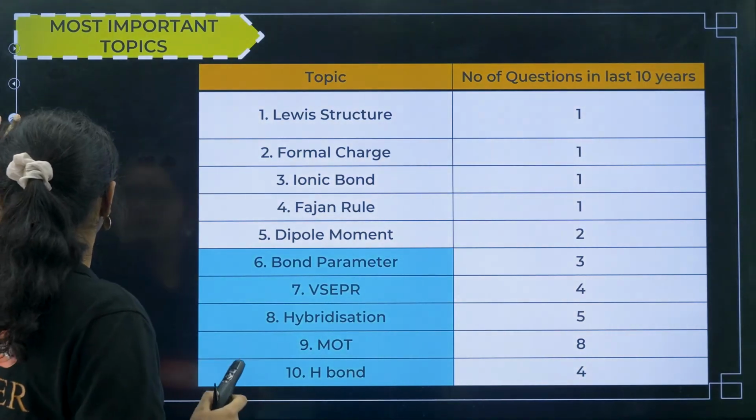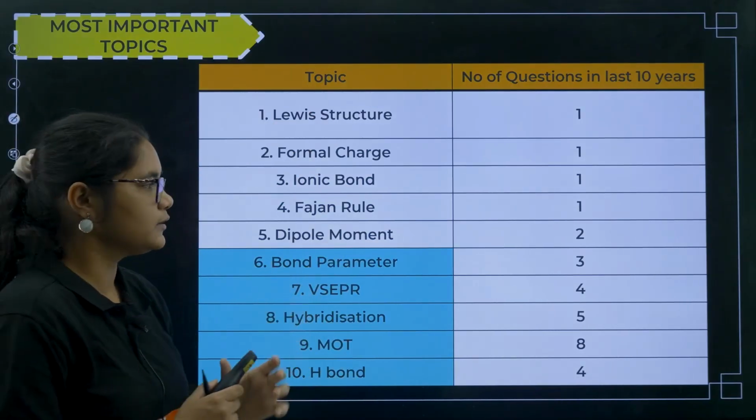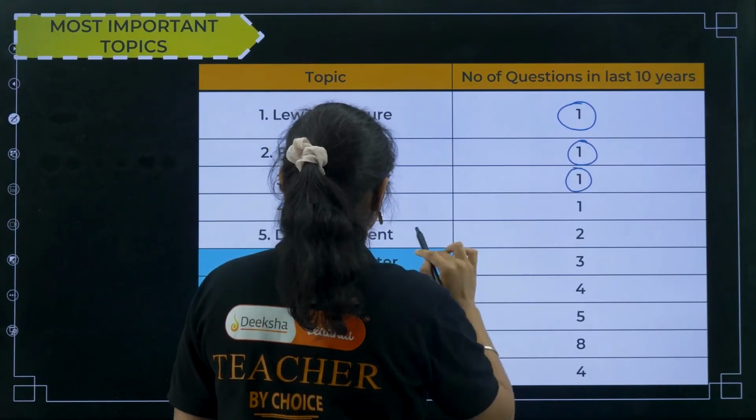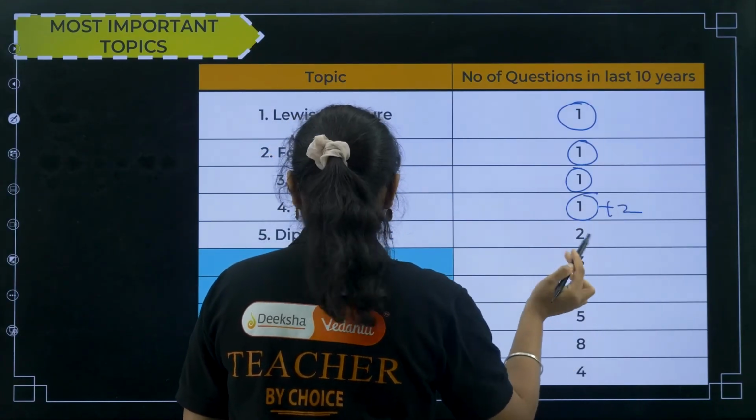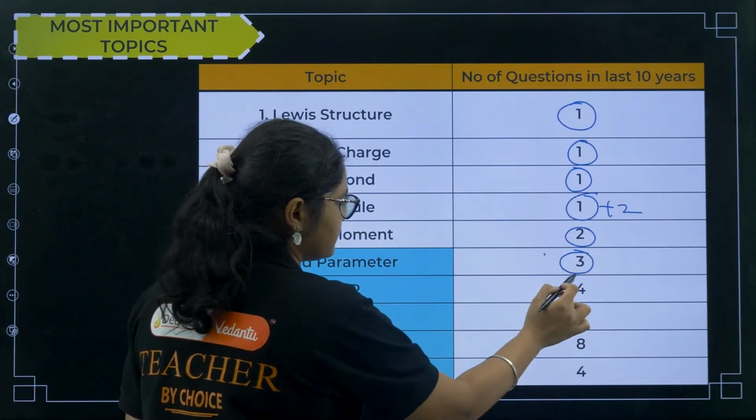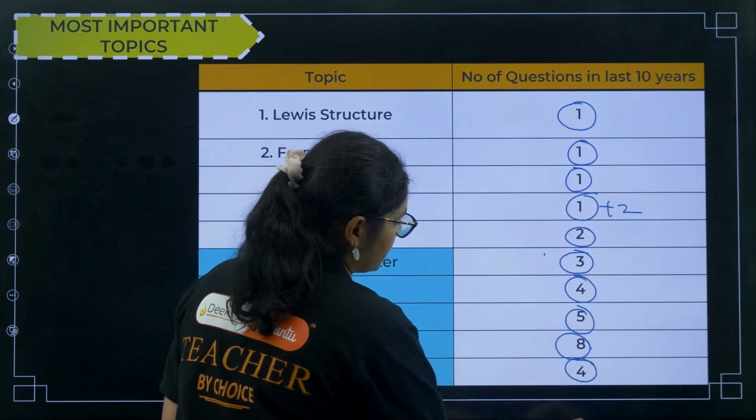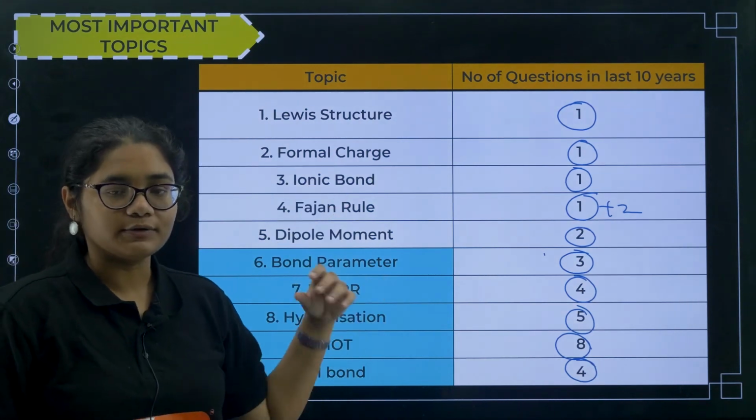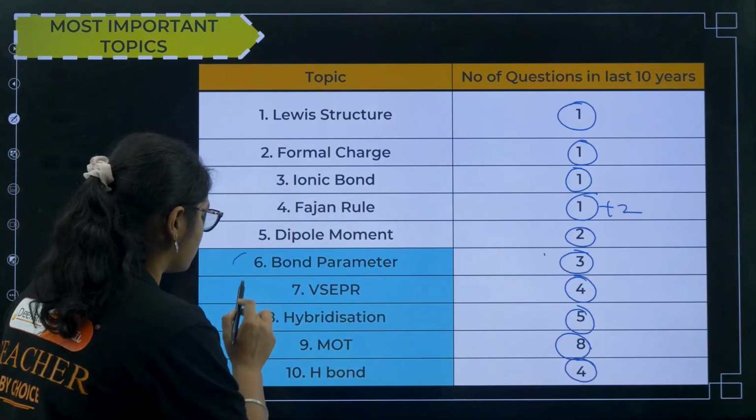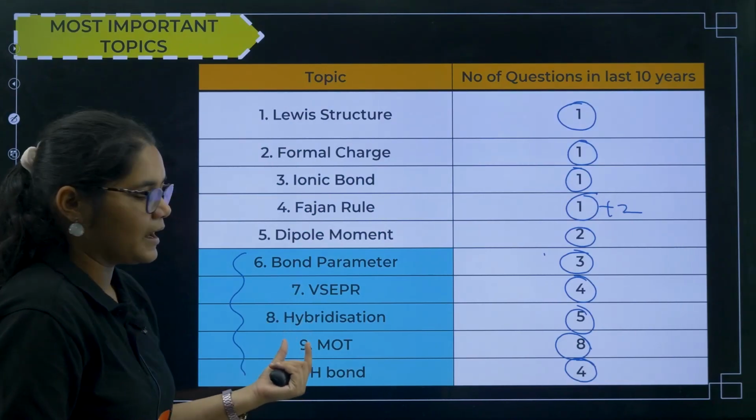After doing these questions, what I have analyzed is that these are the different topics present. From Lewis structure you can expect one question, formal charge one question, ionic bond one question, Fajan rule 1 to 2 questions, dipole moment 2 questions, bond parameters 3 questions, VSEPR theory 4 questions, hybridization 5 questions, MOT 8 questions, and hydrogen bonding 4 questions. So in case you are skipping this topic, or at the last moment you want to cover the important topics, then you must focus on bond parameters, VSEPR theory, hybridization, MOT, and hydrogen bonding.